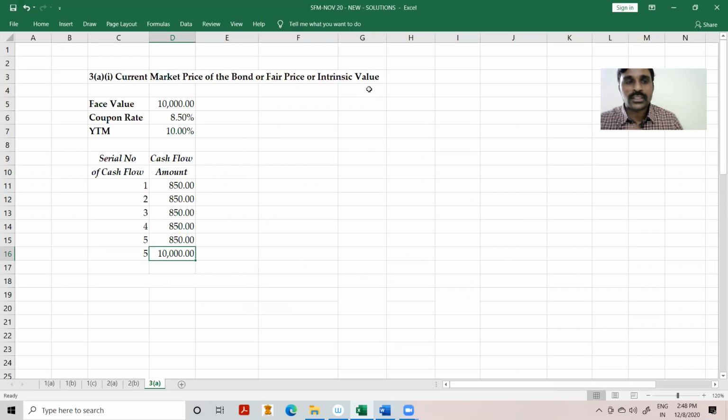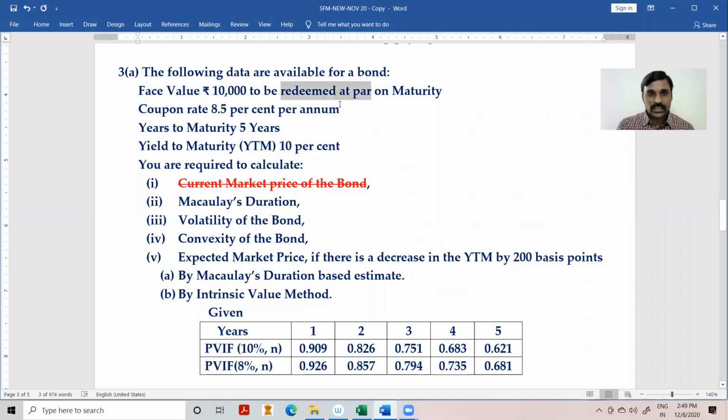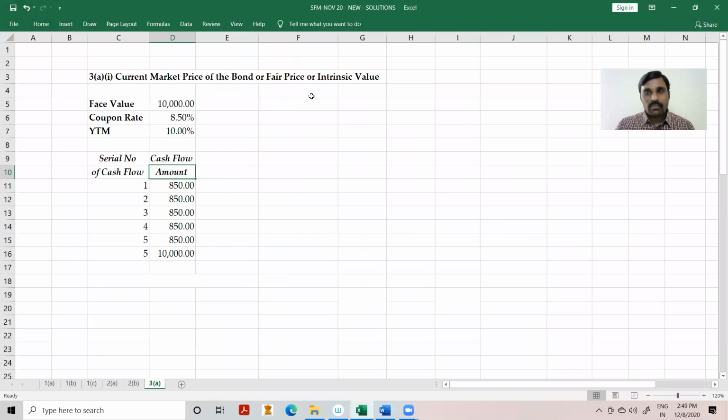It gives a better impression of the paper value. If this information is not given, write it: assume that the bond is redeemed at par. In this problem, that assumption is not necessary because they have given it outright in the question.